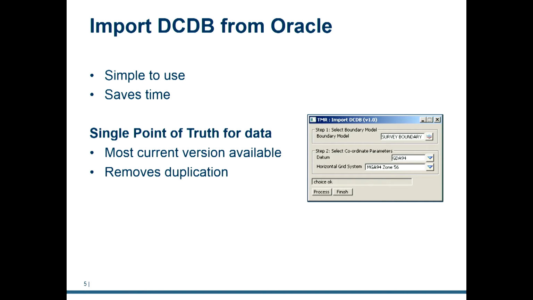All the user needs to do is select their survey boundary model, which generally defines the extent of our surveys within TMR, select the datum they're working on, and press process. The macro will then work out the extents, send it off to the Oracle server as a request, and then the information comes back and is automatically transformed onto their current datum.